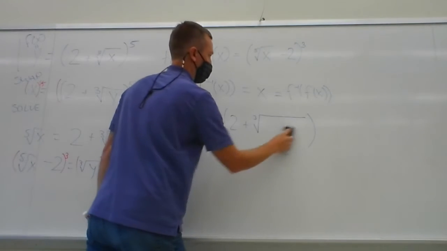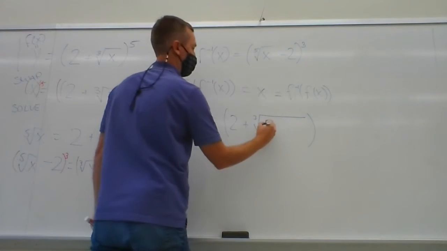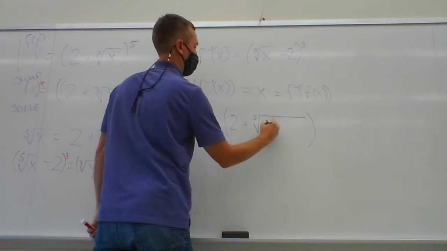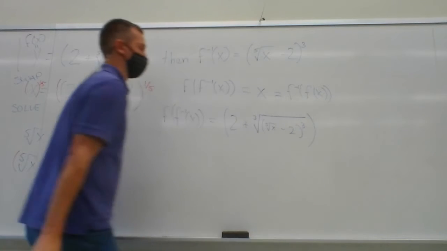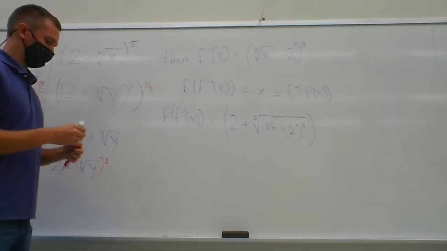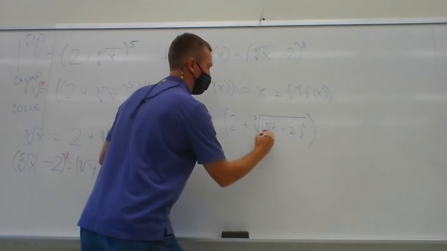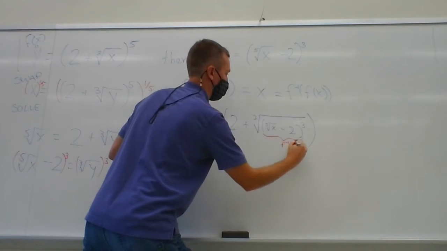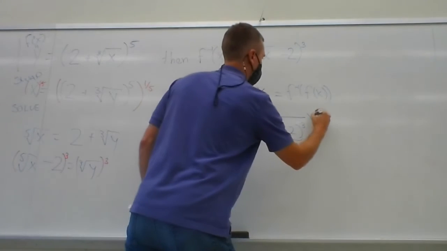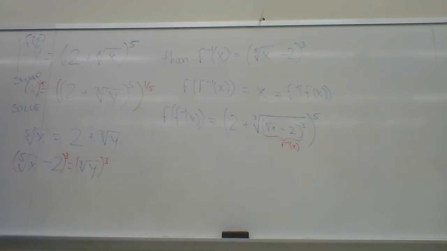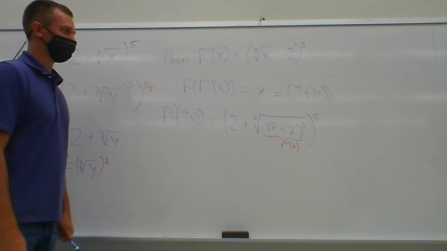So now I'll write the whole formula for that. That's the fifth root of x minus 2 raised to the third power. And I forgot the fifth power here on the original function. Everyone with me so far? Okay. Now it's just a simplifying process.